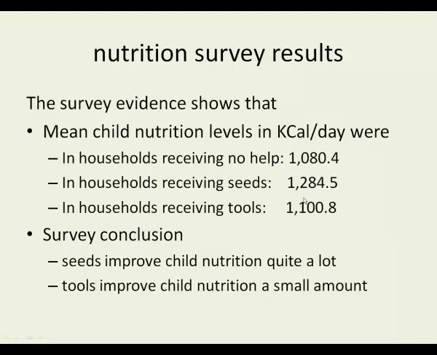And this is what the survey evidence showed me. It said that mean child nutrition levels in kilocalories per day were, in the households that got nothing at all, that's the baseline, about 1,080 calories a day. Households receiving seeds, 1,284.5. Households receiving tools, 1,100.8. Conclusion from the survey is that households that were given seeds improved their child nutrition quite a lot compared to the ones that got nothing. And tools made a small difference. It's improved from 1,080 up to 1,100, 20 extra kilocalories a day on average. So both projects seem to have worked. Child nutrition, a small amount.